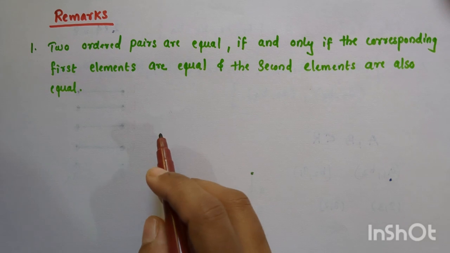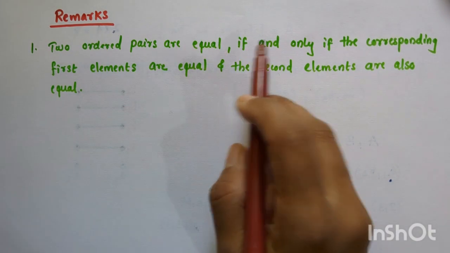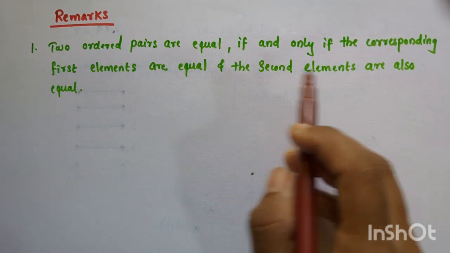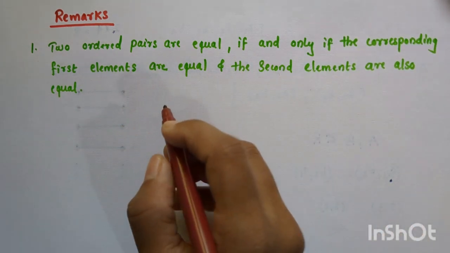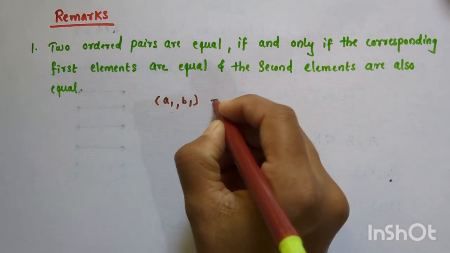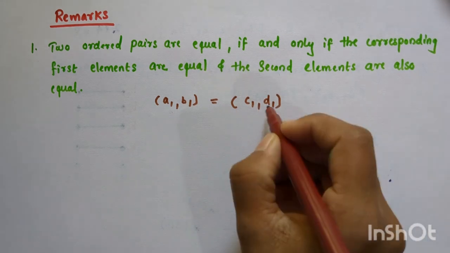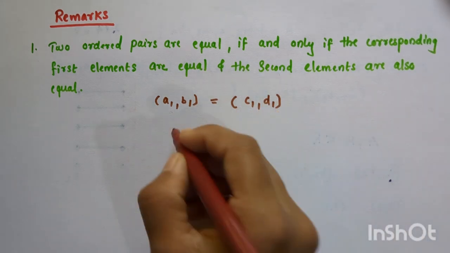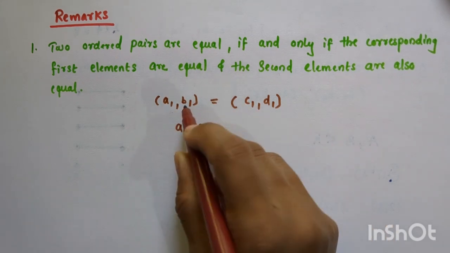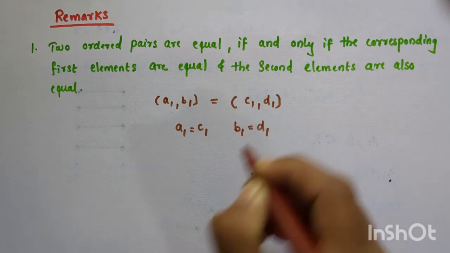Now let us see some remarks. The first one is: two ordered pairs are equal if and only if the corresponding first elements are equal and the second elements are also equal. That is, if an ordered pair (a1, b1) is equal to another ordered pair (c1, d1), this is possible if and only if the first elements are equal, that is a1 equals c1, and the second elements are also equal, that is b1 equals d1.